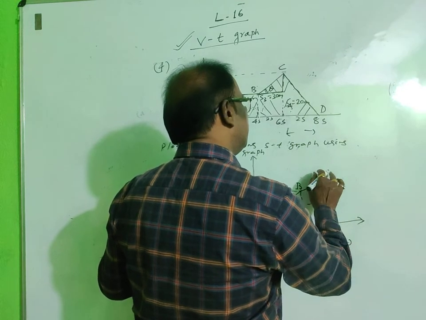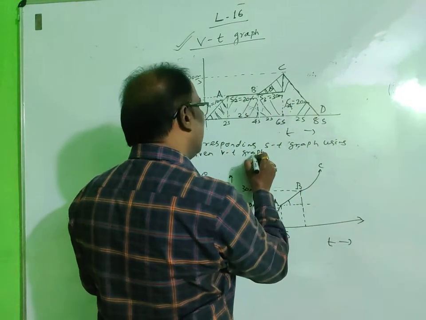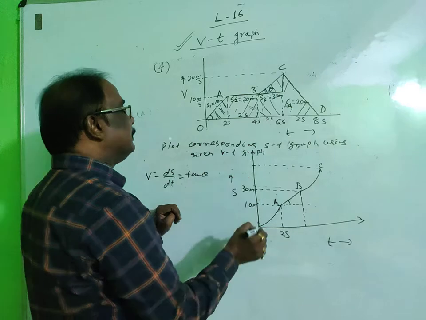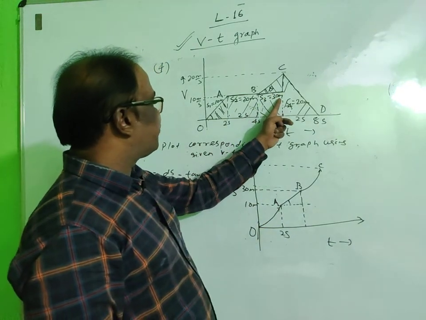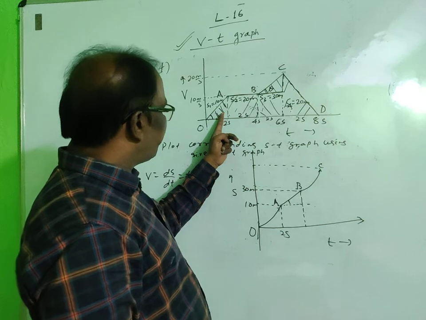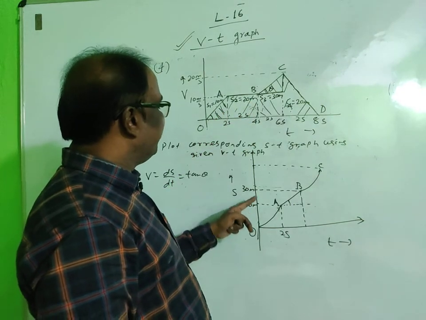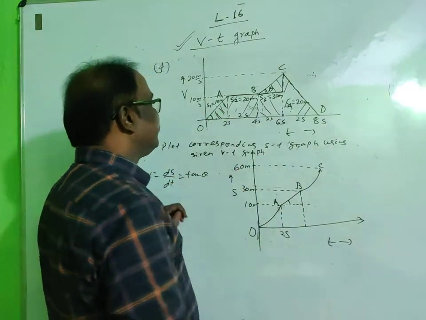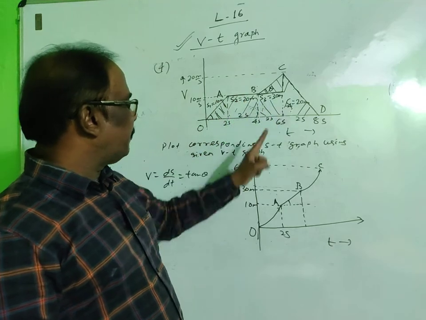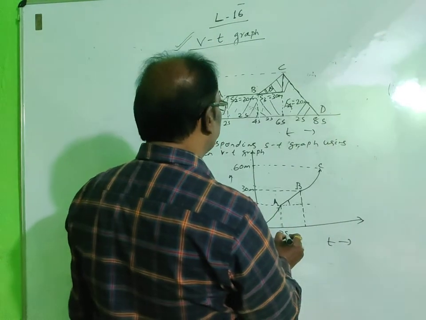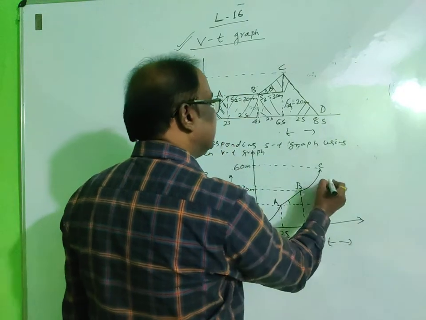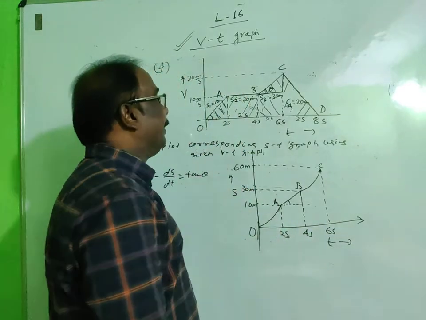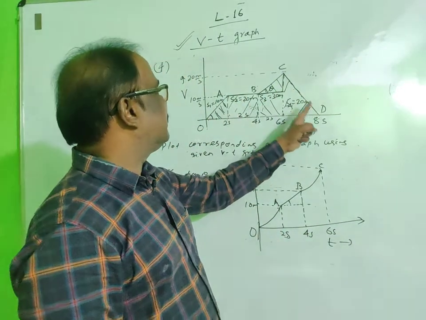So this point is C, and at point C, as we have observed, the distance traveled is 10 plus 20, 30 meter, then again 30, so 30 plus 30, 60 meter. This time is 2 seconds, this time is 4 seconds, and this time is again 6 seconds. Okay.